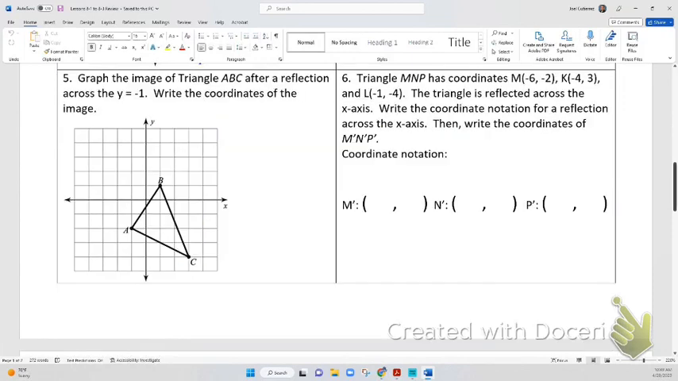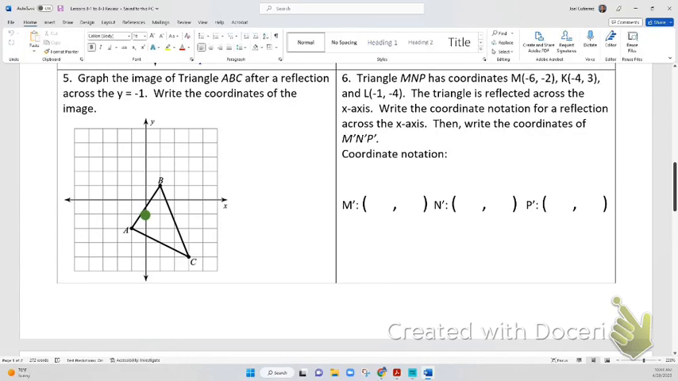So for number 5, it says graph the image of triangle ABC after a reflection across y = -1. This one's the one that some of you guys had some issues with on the homework a few nights ago. So first you locate the y-axis. The y-axis again is the one that goes up and down. And then you ask yourself, where is -1 on the y-axis? The -1 on the y-axis is going to be here, down from 0.